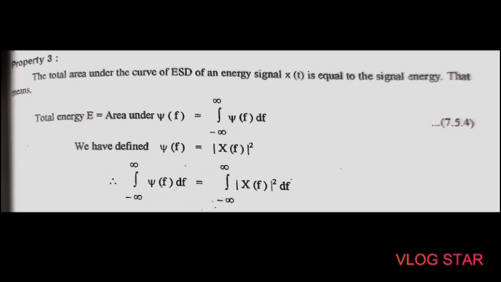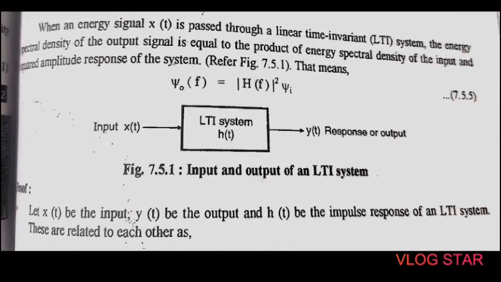So we'll get the integral from minus infinity to infinity of psi of f df, which is equal to the integral from minus infinity to plus infinity of mod of X of f square into df. Okay, so here according to the Rayleigh theorem, this integration from minus infinity to infinity of mod of X of f square into df is equal to the total energy E. Okay, so that's why we can say the area under psi of f is equal to the signal energy E. Okay, then after that let us see the fourth property.